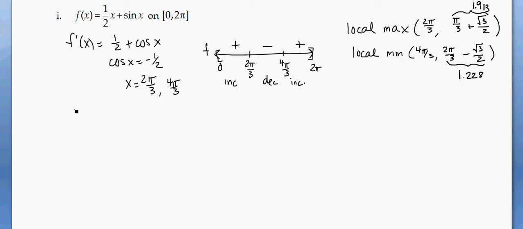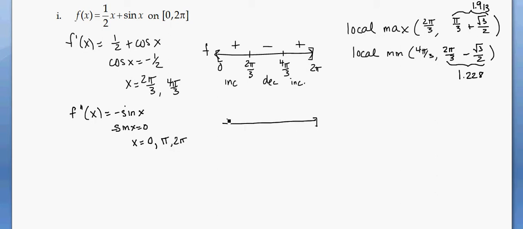Okay, let's do the same thing again for the concavity test. So second derivative is going to be negative sine of x, and I want to know where is this either 0 or undefined, but of course sine of x is always going to be defined. So we're really looking at where is negative sine of x equal to 0. That would happen at 0 and at pi and at 2 pi. Now of course we're only looking at values between 0 and 2 pi, so this still is really only breaking this up into two intervals.